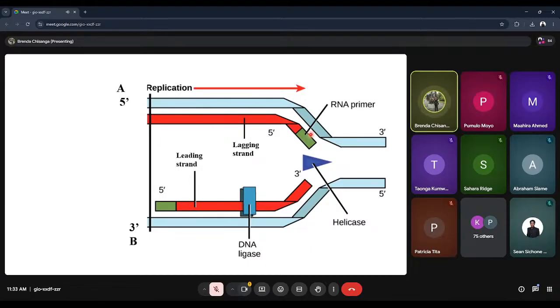So there will be a primer and then synthesis this way. It won't be this continuous. Of course, we have, in fact, the Okazaki fragments, the short stretches of DNA synthesized on the lagging strand are usually between 1,000 to 2,000 base pairs. So they're quite long. Don't think of them to be small, short things.